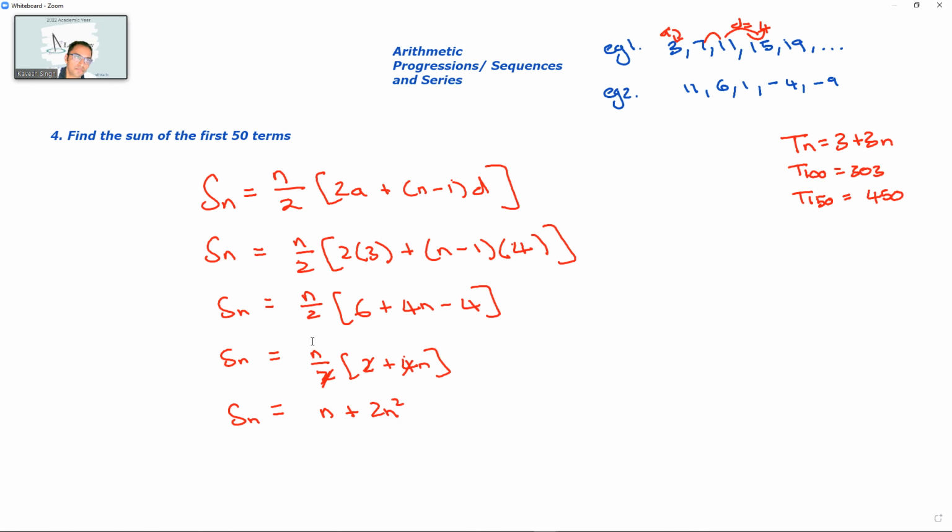So that's what we're going to do now. We're going to say for 50, we put 50 plus 2 times 50 squared. That's it. So let's write that in there. We get S50 equals 50 plus 2 times 50 squared. Put it on your calculator, and what will that give you? 2 times 50 squared. We get 5,050. And that's the sum to 50 terms.